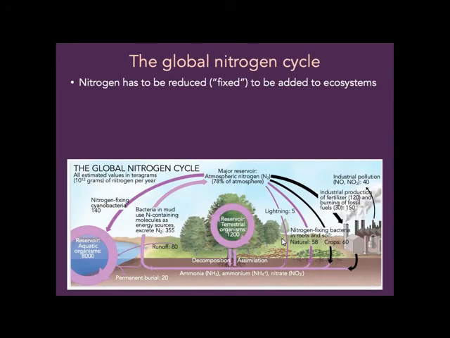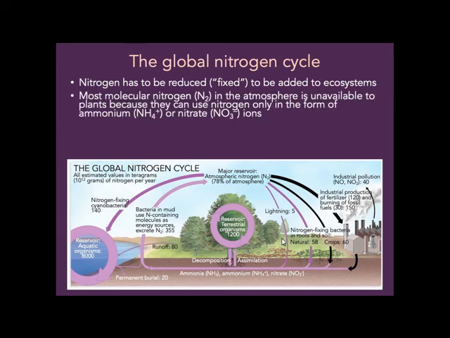All right, on from water to nitrogen. So remember we talked a little bit about how nitrogen has to be in a form that is reduced or fixed to be added to ecosystems. Plants are not able to use it in its atmospheric form. It has to be fixed by fungi or bacteria into the ions that plants need to take it up. Most of the molecular nitrogen, N2, in the atmosphere is not available to plants. Plants can only use ammonium, NH4 plus, or nitrate, NO3 minus.